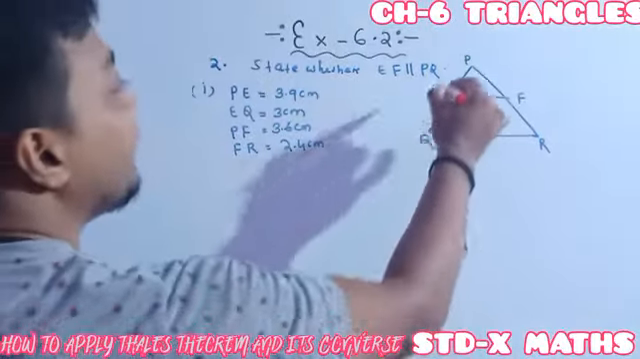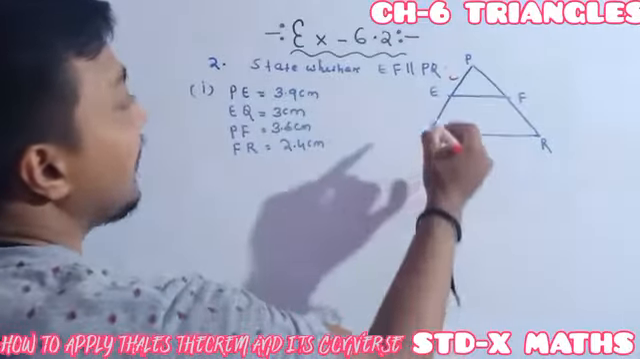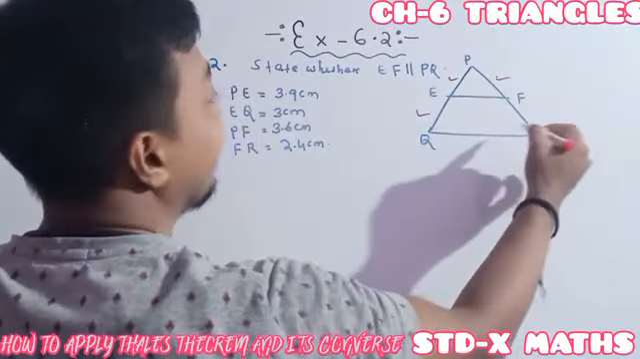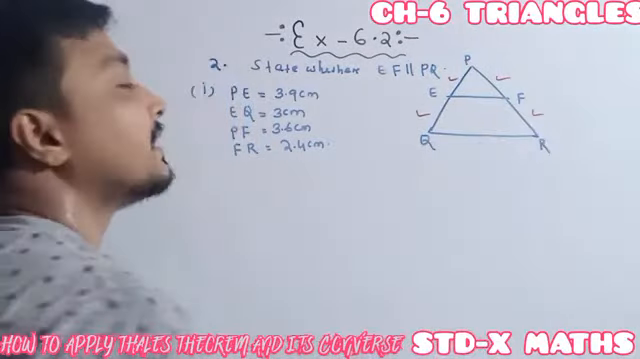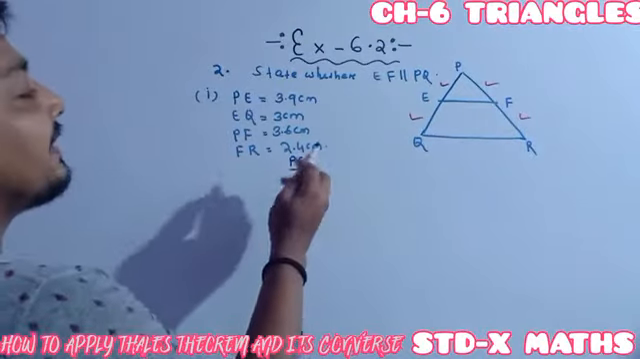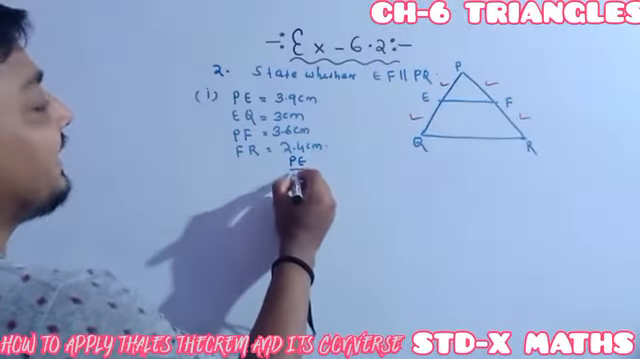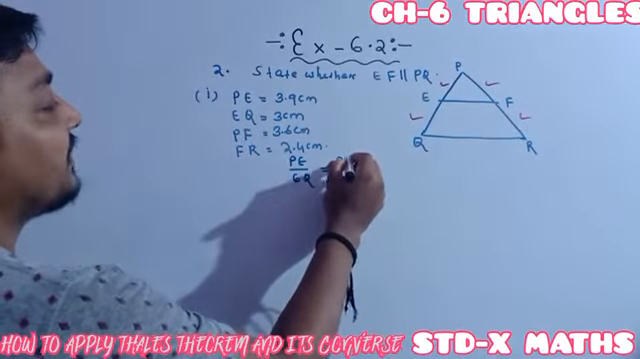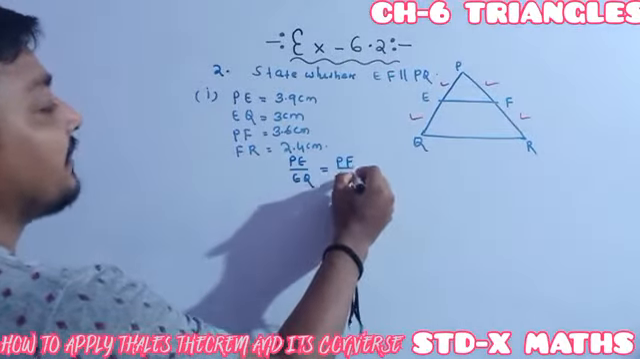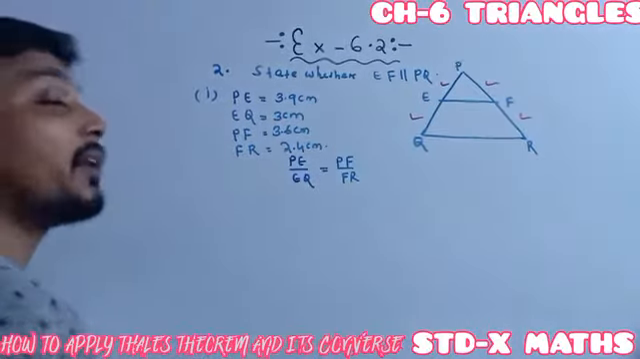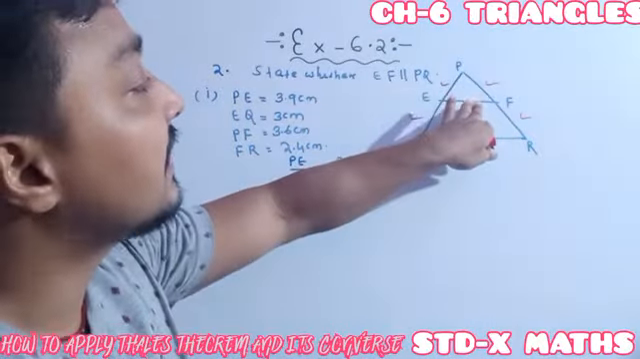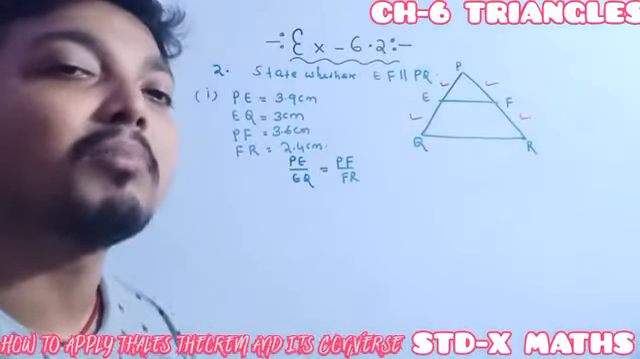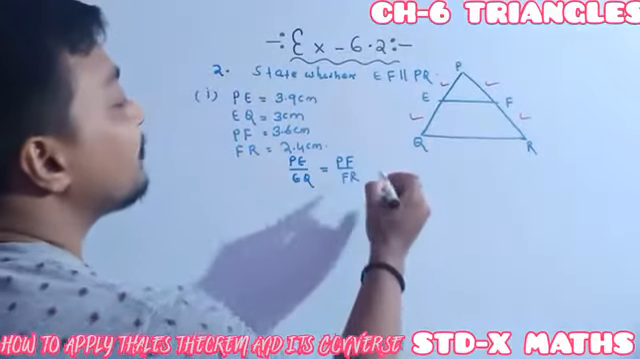Here PE is given, then EQ is given, then PF is given, and FR is also given. So we can check whether PE divided by EQ is equal to PF divided by FR. If the ratios are the same, then we can say this line segment is parallel to this line segment according to the converse of the Thales theorem. So we will check that.